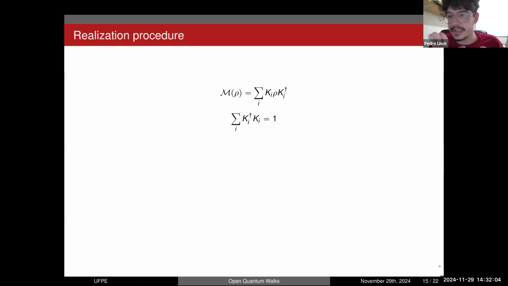Here is the general evolution of an open quantum system. You have an operator M that is a sum of K_i dagger, which are Kraus operators. This is the definition of Kraus operators. So how do you simulate this? Well, there are two main approaches to this problem: the Stinespring approach and the Sz.-Nagy approach.